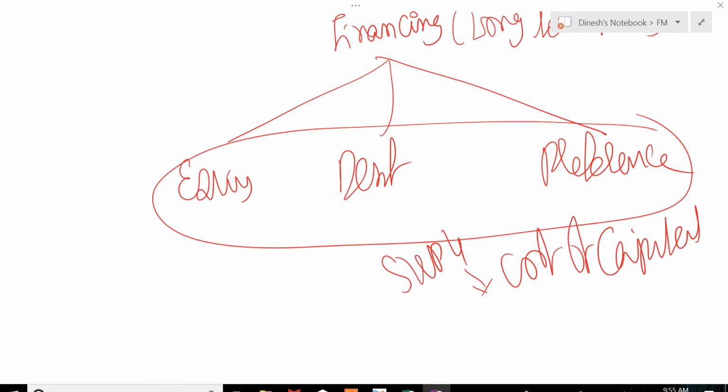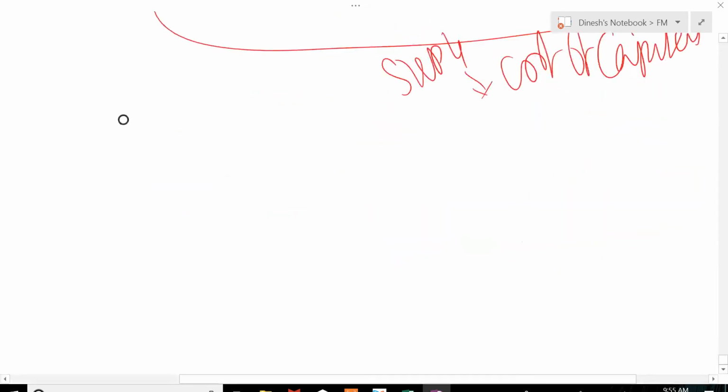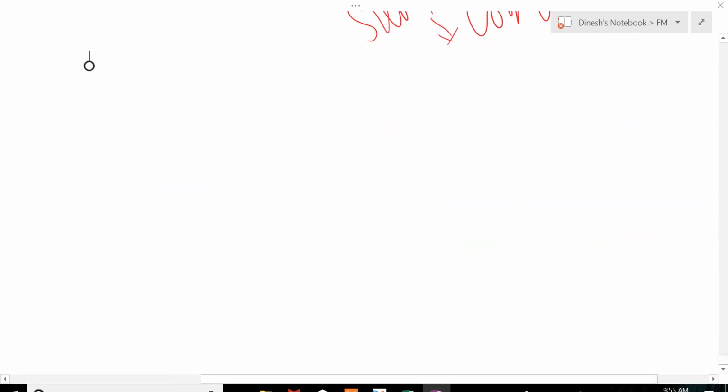In that, the first thing which we start is debt. The first starting point is debt. Any doubts till now? So investment decision and financing decision have to work parallelly in any scenario. You cannot be doing investments without analyzing financing. You cannot be doing financing without analyzing investment. So both work hand in hand.